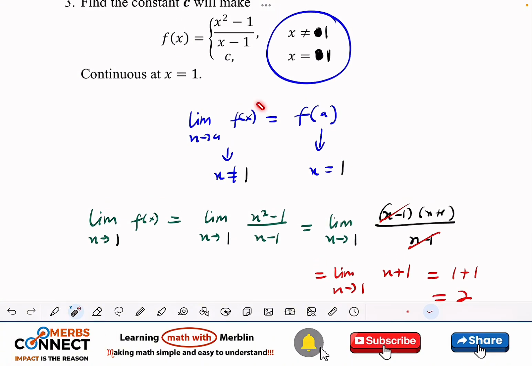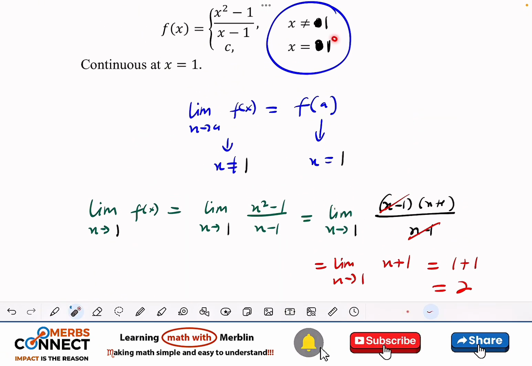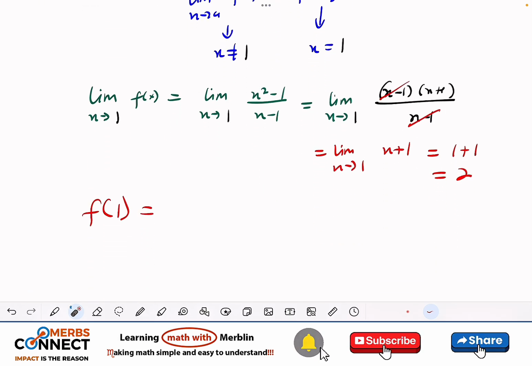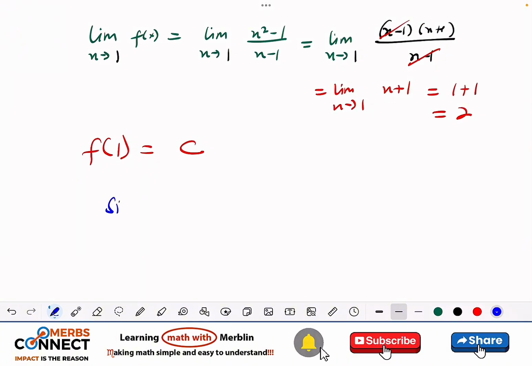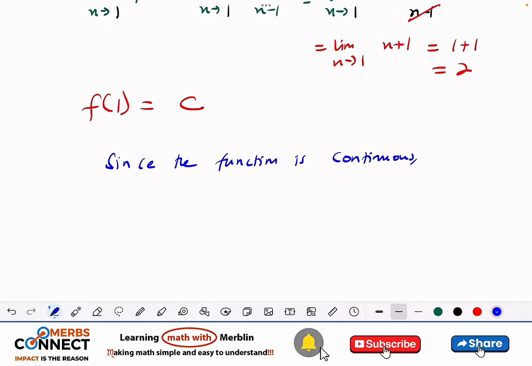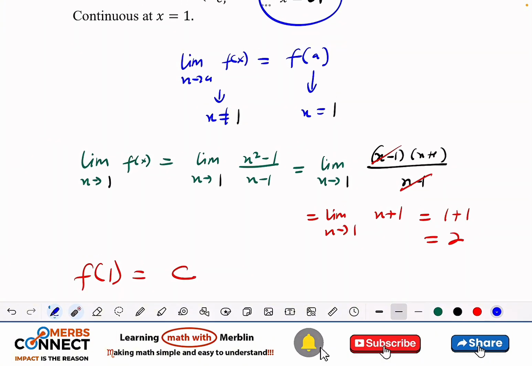So we are done with this side, right? We need to now look at this side. So this side is when we are looking for f of a, which is f of 1. So what is f of 1? F of 1 is when x is equal to 1 and is equal to c. So this is c. So now we can say that since the function is continuous, then limit as x is approaching 1 of f of x should be the same as f of 1. So that's the reason why we said we need to use this.